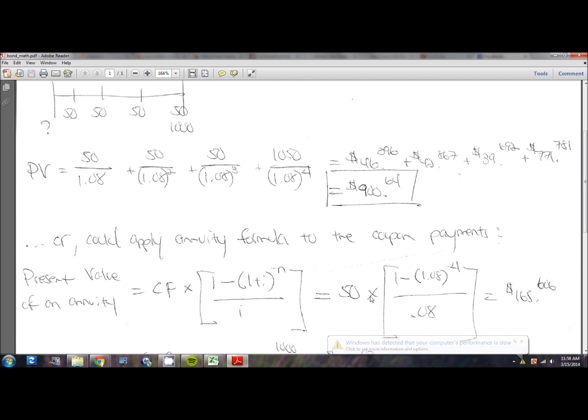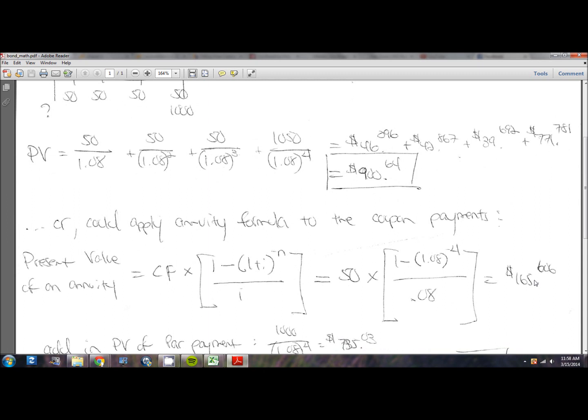So when we put in the actual numbers here, you've got the cash flow of $50 times 1 minus 1 plus I, where of course I is your YTM, which it was up here too. I don't think I mentioned that explicitly, but just for completeness, your I in a bond problem is your YTM. So you've got 1 minus 1.08 raised to the negative 4, because we have 4 periods, so our n is 4, divided by 0.08. So you get $165 and almost 61 cents. That represents the present value of this coupon annuity, basically.